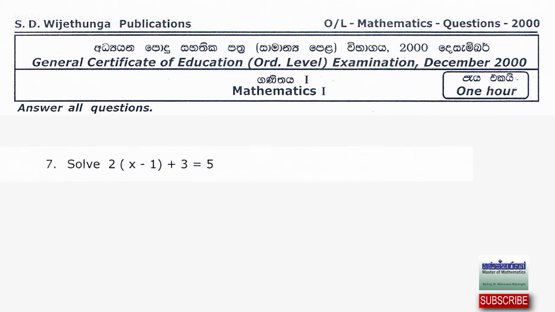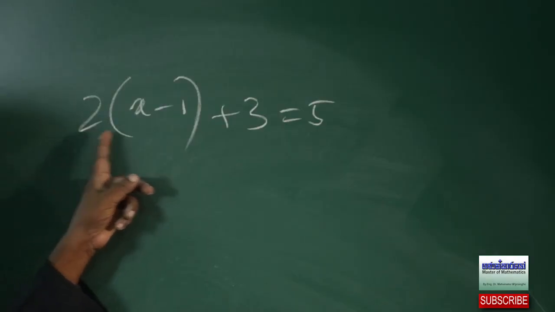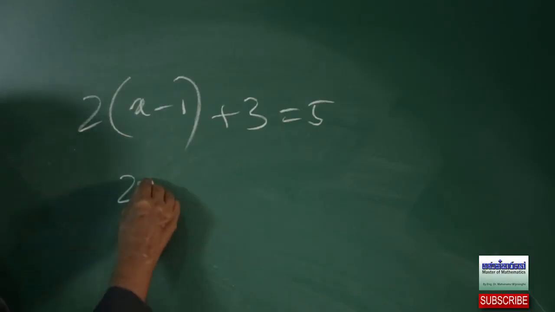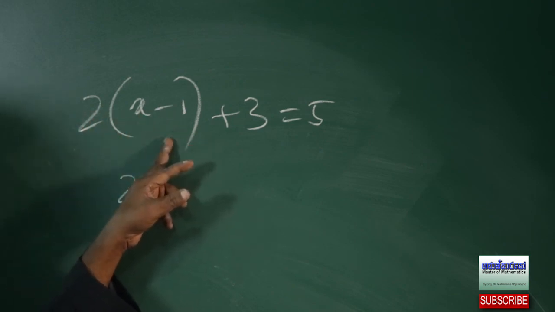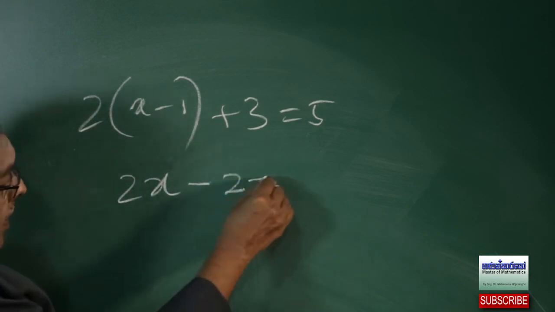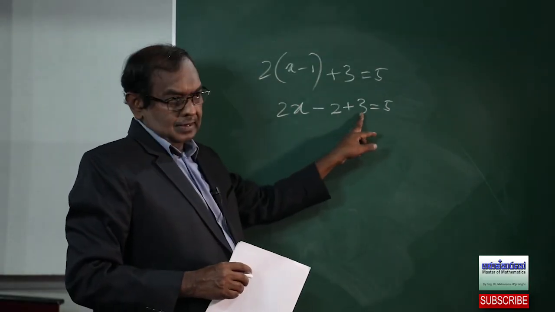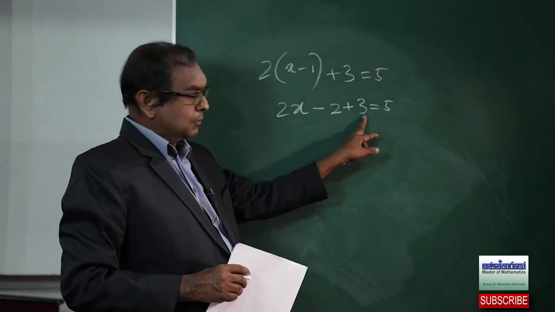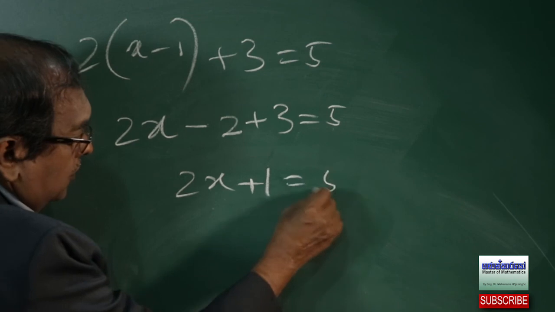Question number 7. Solve 2 within brackets x minus 1, plus 3 equals 5. First, we have to remove the brackets. 2 into x is 2x. Plus into minus, different signs, the answer is minus. 2 into 1 is 2, plus 3 equals 5. This is minus 2 plus 3. The plus value is higher. Therefore, the answer is plus 1. 2x plus 1 equals 5.